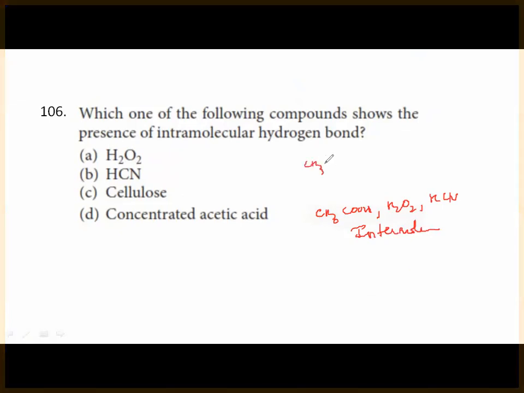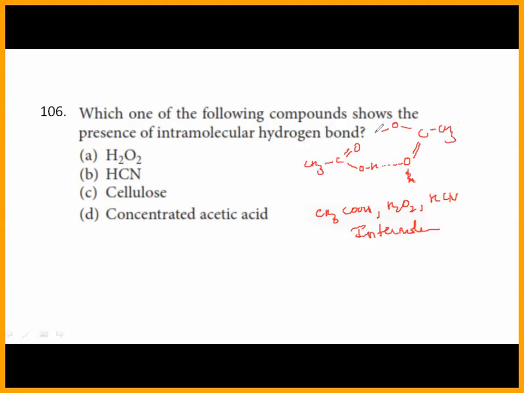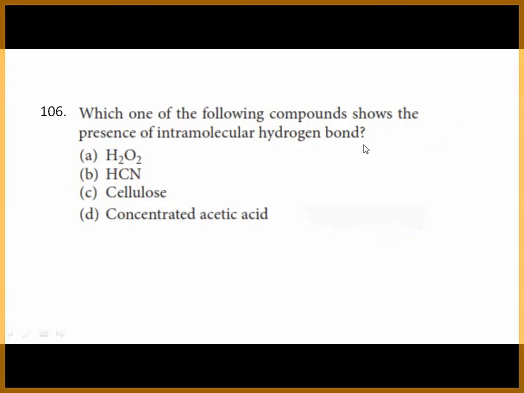I'll show you. CH3 C double bond O OH. So the hydrogen of one molecule forms a hydrogen bond with the oxygen of the other. Double bond and C CH3, and here it is OH. So here hydrogen will form intermolecular bonds with different molecules, similarly with H2O2 and HCN. But cellulose forms intramolecular hydrogen bonding.